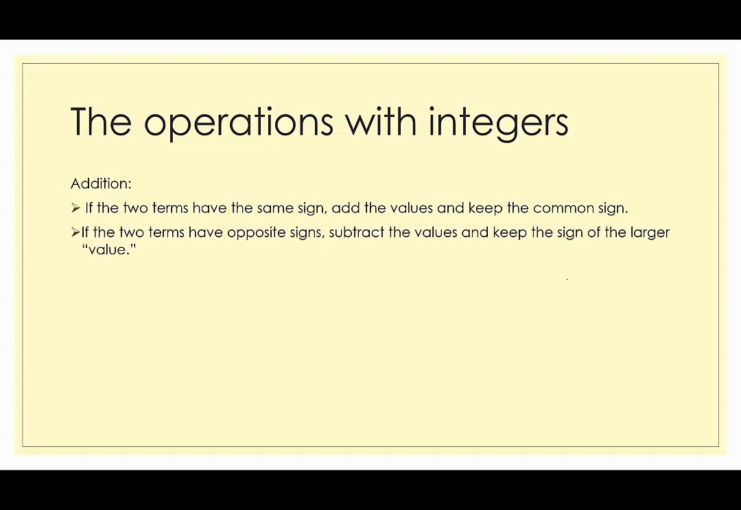Or if the two terms have opposite signs, then we actually subtract the values and we keep the sign of the larger value. So, for example, if we had negative 6 plus 2, because they have opposite signs, we have a negative and a positive, we would really do 6 minus 2, which is 4, but then since 6 is the larger value, we would write it as negative 4. If we had 6 plus negative 2, we would still do the same thing where we would subtract, 6 minus 2 is 4. Since I subtracted from the 6, the 4 gets the sign of the 6.